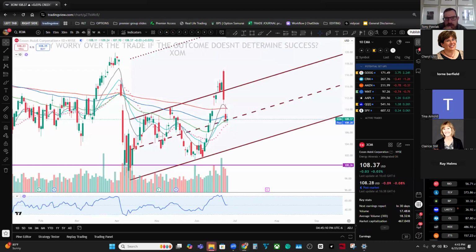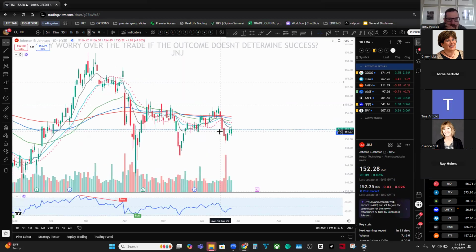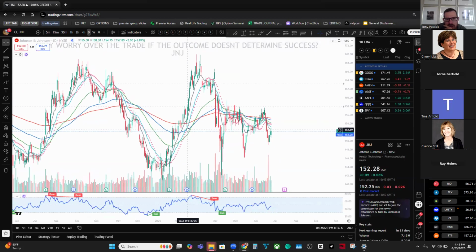It's not bad. This one is actually in a bull trend, so I don't want to look at bear setups. Most of these are going to be in bull trends. Let's see here. What do we got on this one?